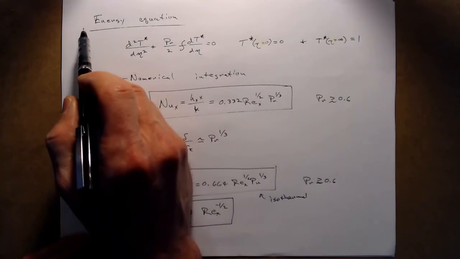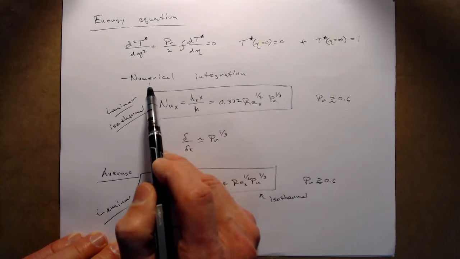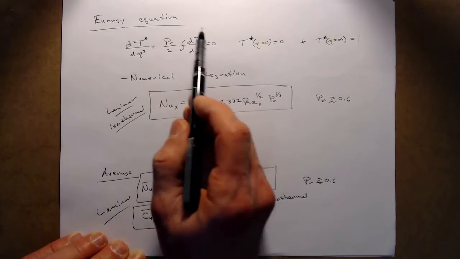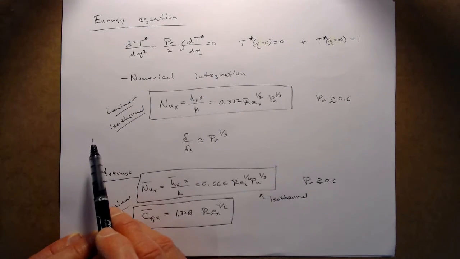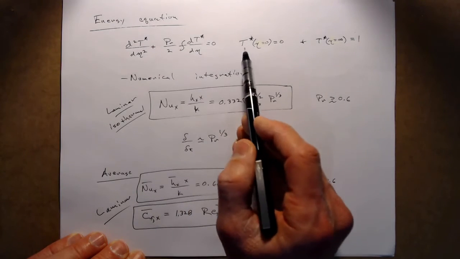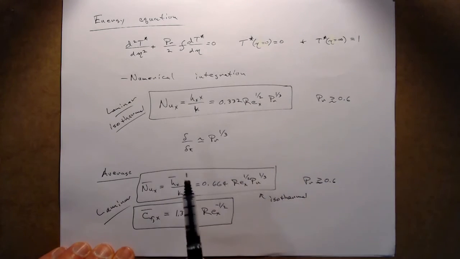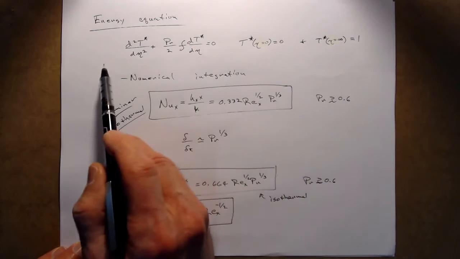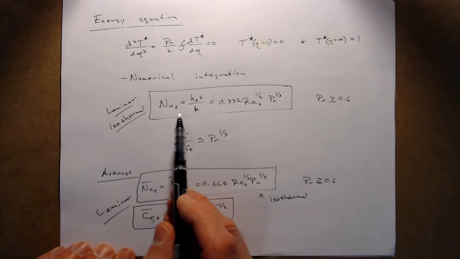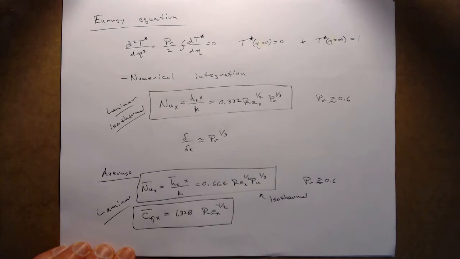We can also consider the solution of the energy equation in terms of the variables that we've defined. So if we take the non-dimensionalized form of the energy equation and apply appropriate boundary conditions, namely the non-dimensionalized temperature is 0 at the surface and 1 in the free stream, then we have to integrate this numerically, but if we do so, then we obtain the solution for the Nusselt number that we used before.